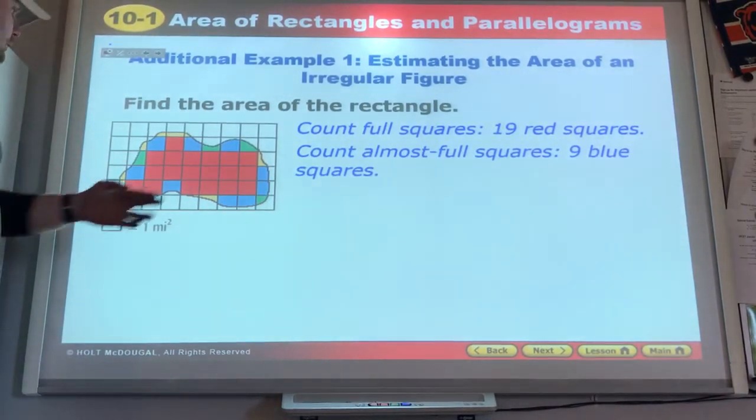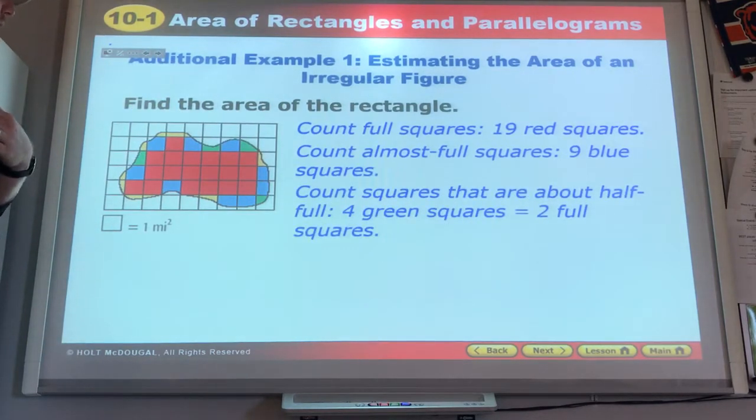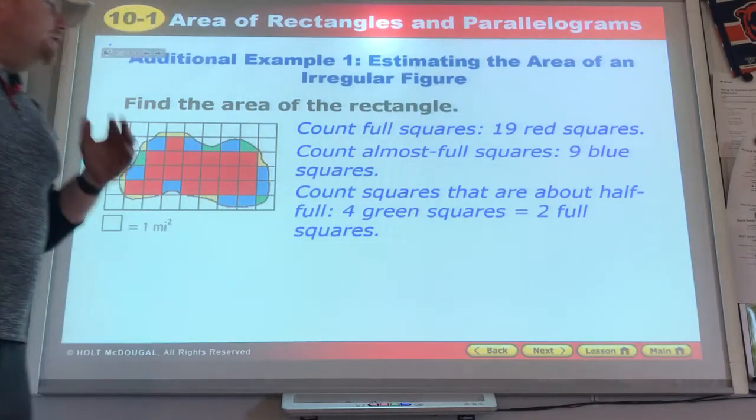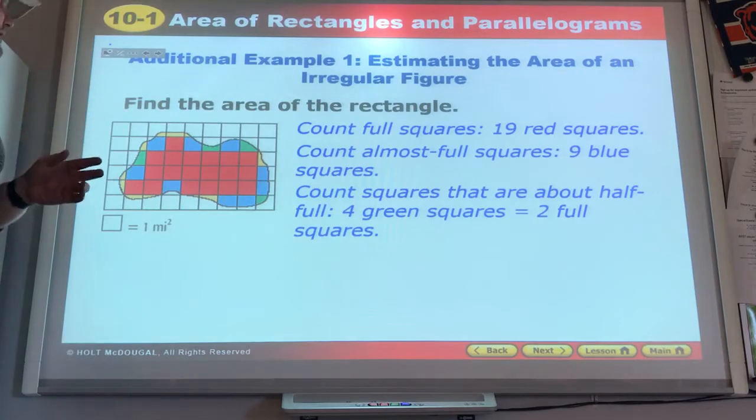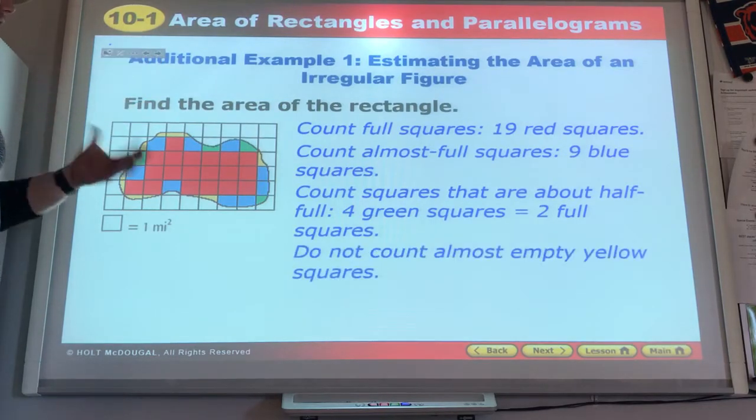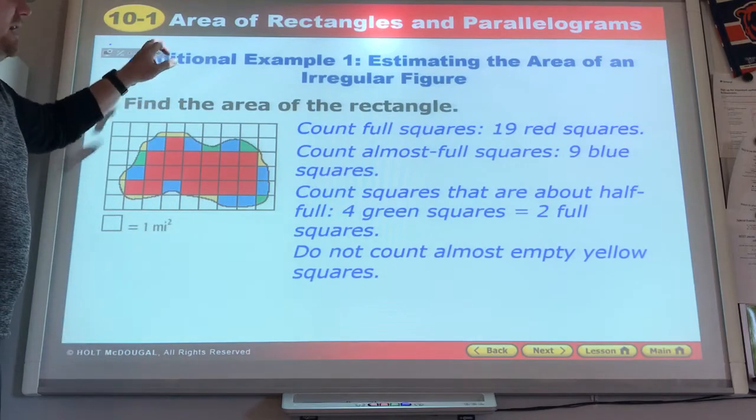All right, the blue are ones that are about half. We count those. The green ones are about half. We count those. There are 4 of them, so there's 2. We count the almost full ones. There's 9 of those. And then since we counted the almost full ones, we don't count the almost empty ones, and it should balance out.